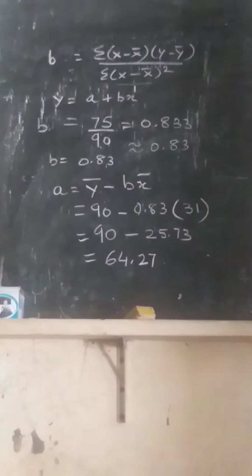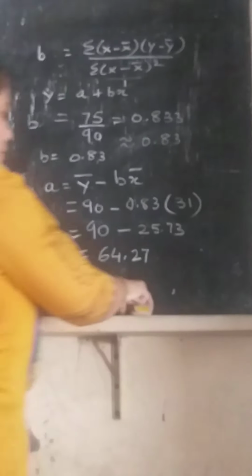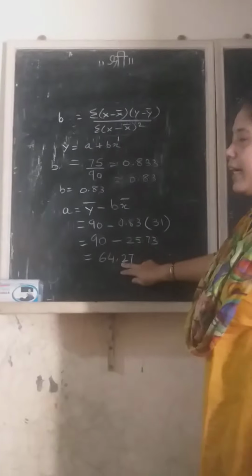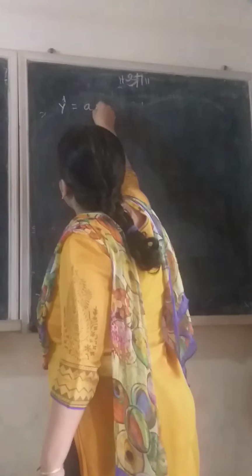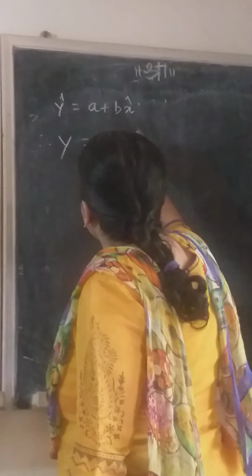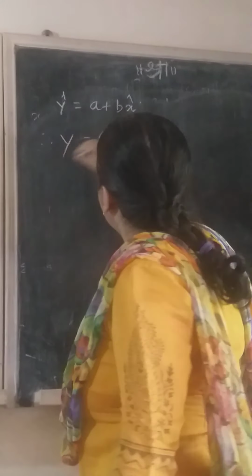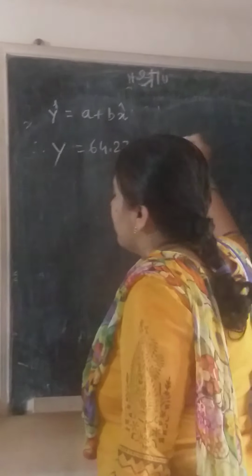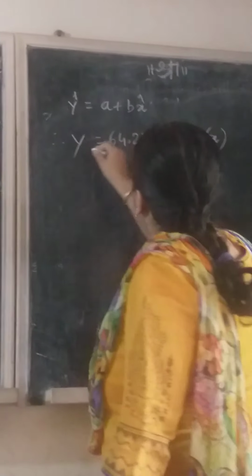Right? Clear? Now we will replace these a and b values in our regression line equation, which is y cap is equal to a plus b x cap. So here y is equal to, what is a here? 64.27 plus, what is b? 0.83 into x. So this is our equation of the regression line.